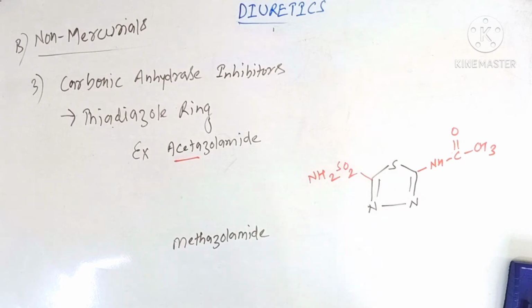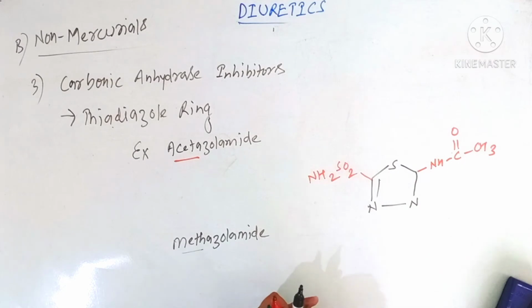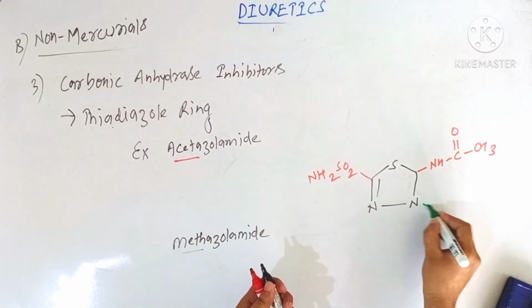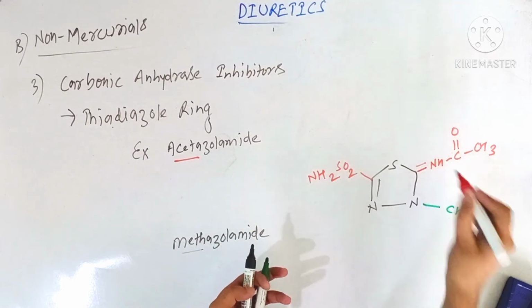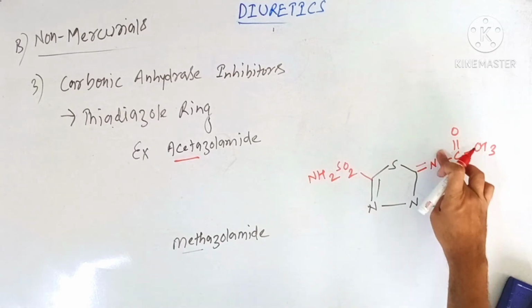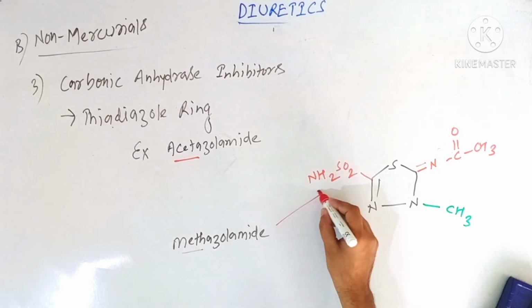Now as the name indicates, meth means a methyl group is there. So where is this methyl group? In this drug, this double bond is saturated here, and on this nitrogen there is a methyl group, and this single bond becomes a double bond, by removing this hydrogen. So this is the structure of your methazolamide.